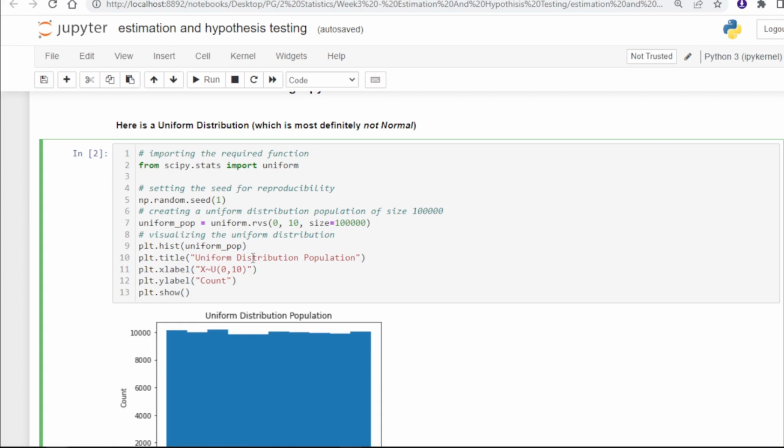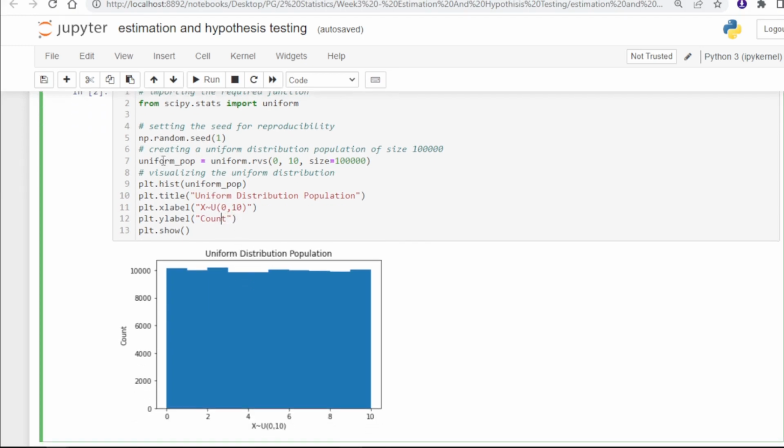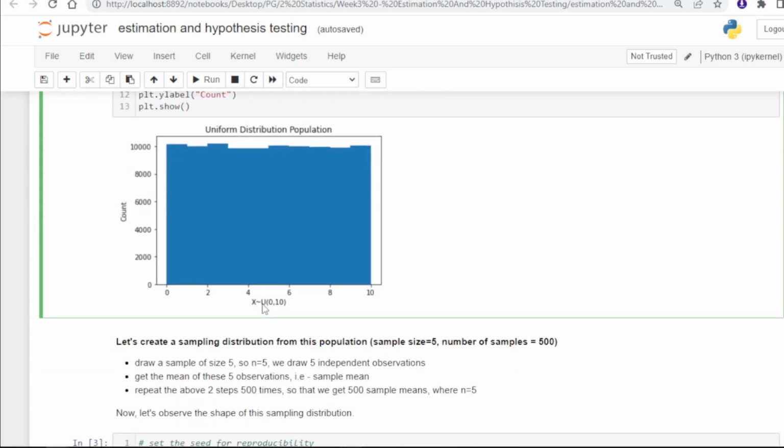Visualizing the uniform distribution, we make a histogram of the uniform population, and here you can see that we got numbers from 0 to 10, distributed across the 1 lakh values.